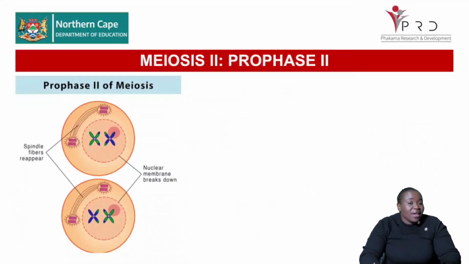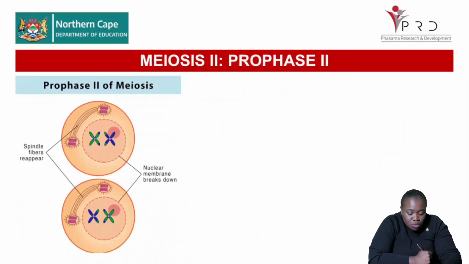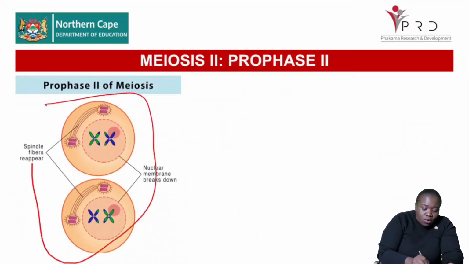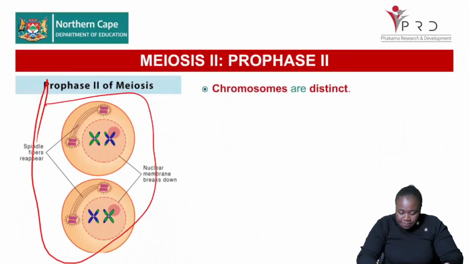Now, remember, at the end of meiosis I, two cells were produced. What happens to those two cells? They are now going to be part of meiosis II. They are now going to undergo meiosis II. As they are undergoing meiosis II, we will see that they are going to divide at the end, and they are going to have those gametes being produced, or those haploid cells being produced at the end.